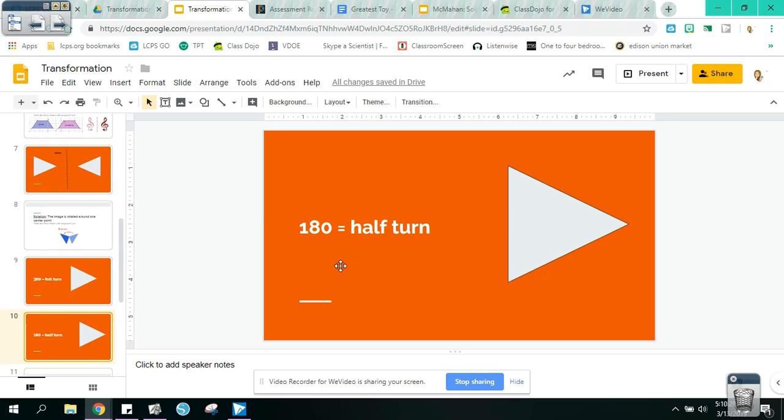Here's where it gets a little trickier. 180 degrees. 180 is a half turn. So here's our starting triangle. On your whiteboard, I want you to draw what this triangle would look like if you rotated it or turned it 180 degrees. That means that it's going to do a half turn. Pause the video and do your drawing now.